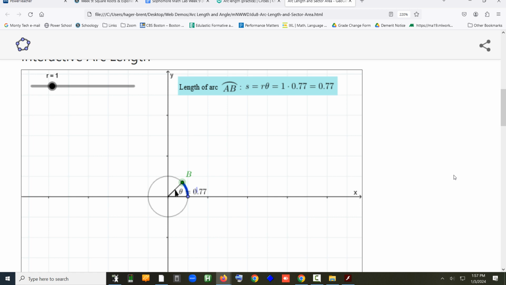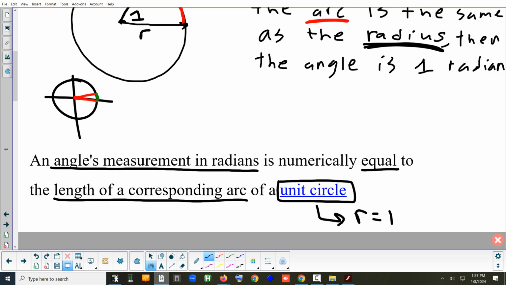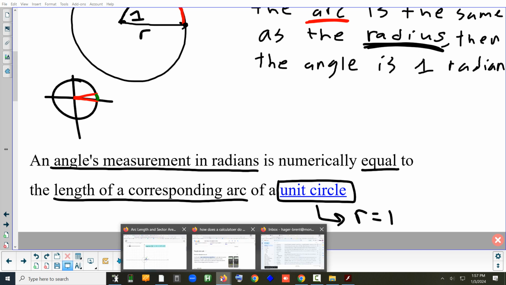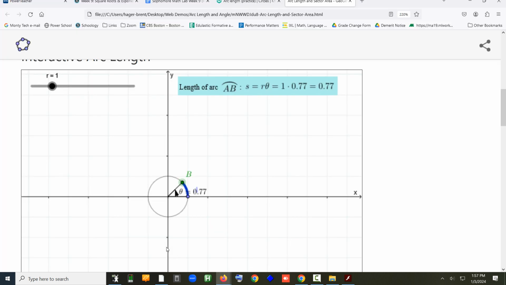Alright, so let's take a look at this diagram and see if we can use it to make sense of this statement. We're going to be looking at measuring two things. One thing we're going to measure is an angle. The other thing we're going to measure is the length of the arc. So let's go back to the diagram. The number at the bottom, that's the measure of the angle. That's measuring how big the angle is. The number over here at the end, don't worry about the whole formula. Just look at the number at the end, 0.77. That's measuring the length of the arc.